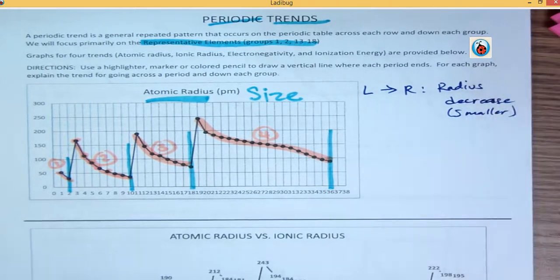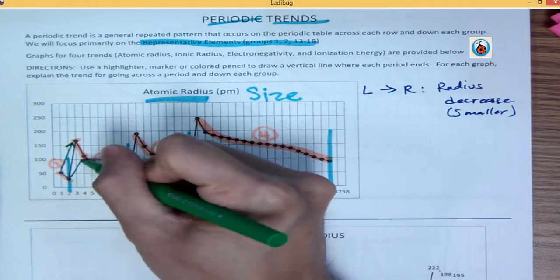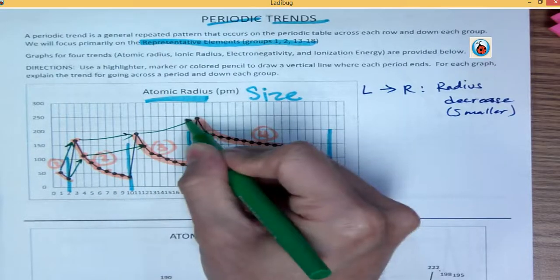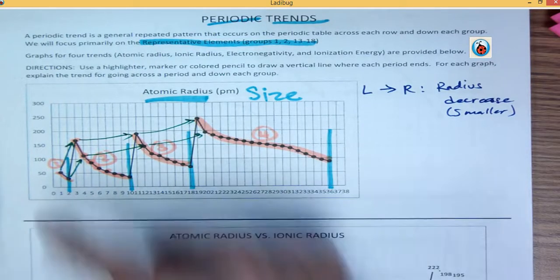Okay. And then going down each group now, as we jump from period 1 to period 2, we're going down the group. What's happening to the size of the atom? Here's the first element. It goes to there's the first element. What do you notice? What do you notice the general trend is? They are actually increasing in size.